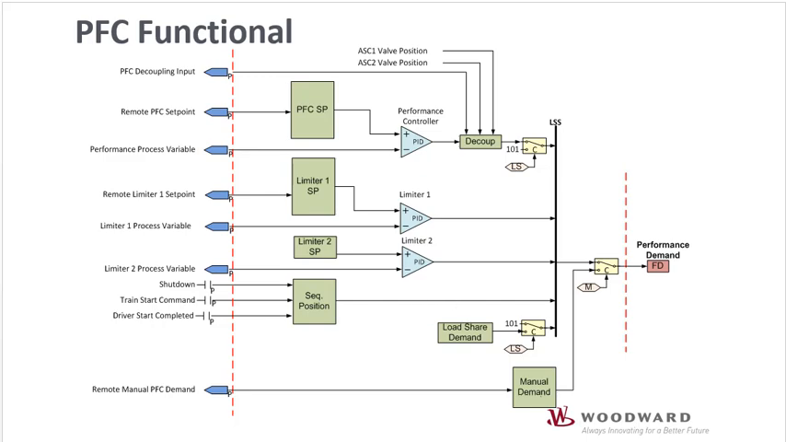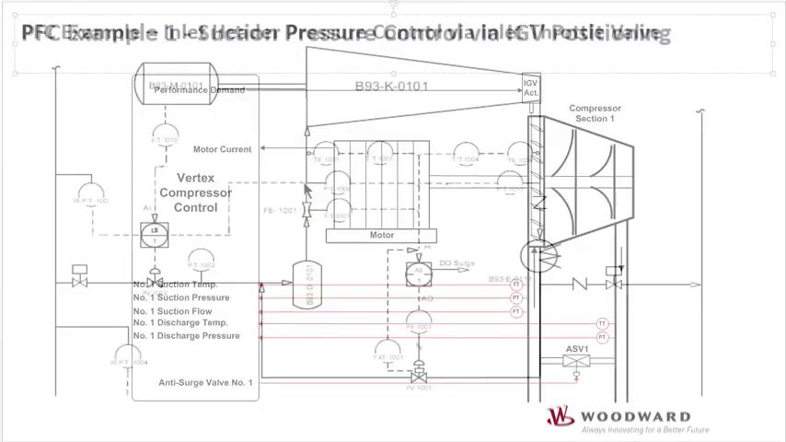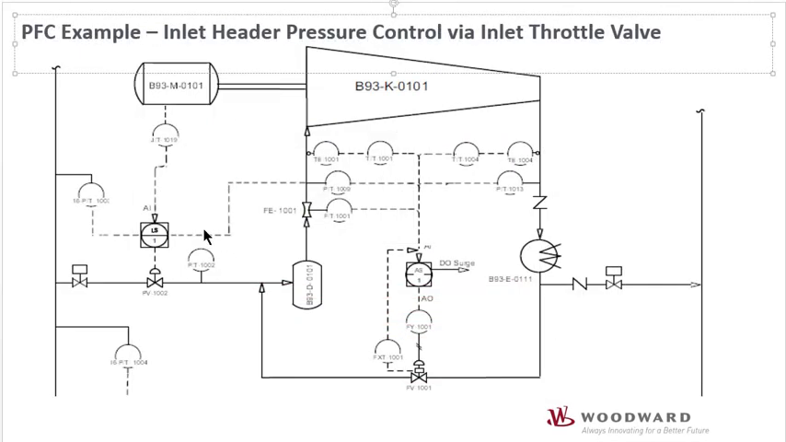So let's go ahead and take a look at some examples that the performance controller can be applied to. So here's an example of a P&ID that we're going to go ahead and configure the performance controller for. In this example, we've got a suction throttle valve, and the controller has a process variable of compressor suction pressure. So we are going to use the performance controller to modulate this valve in order to control the compressor suction pressure to a desired level.